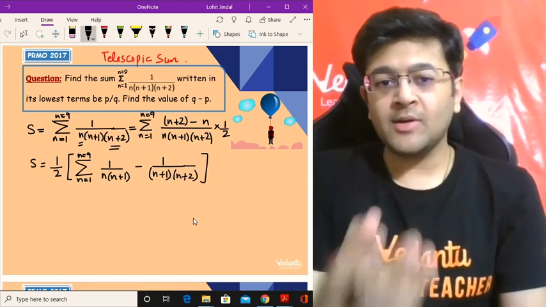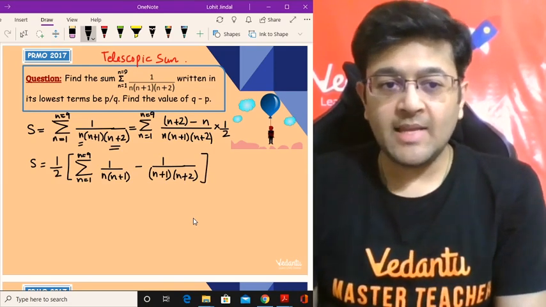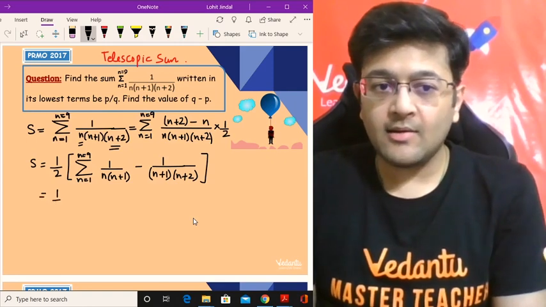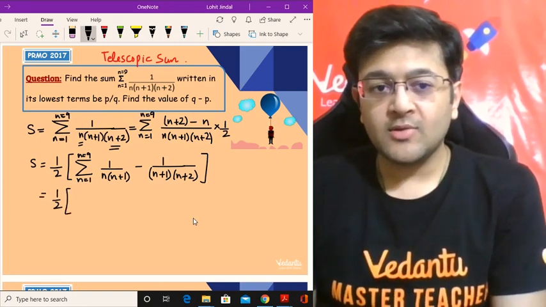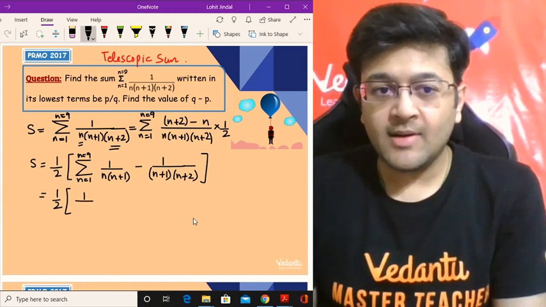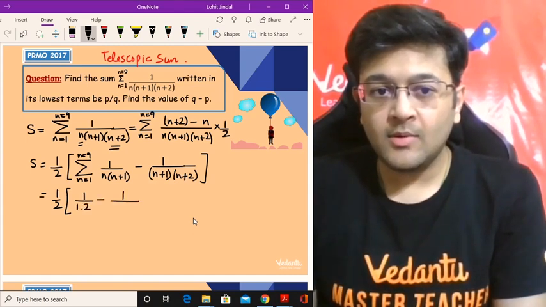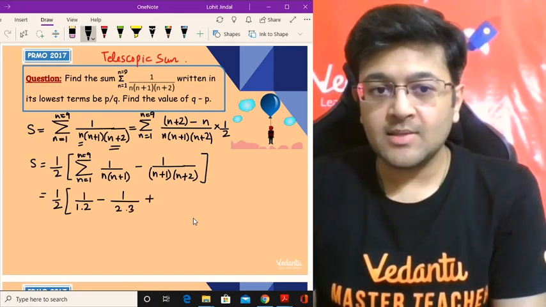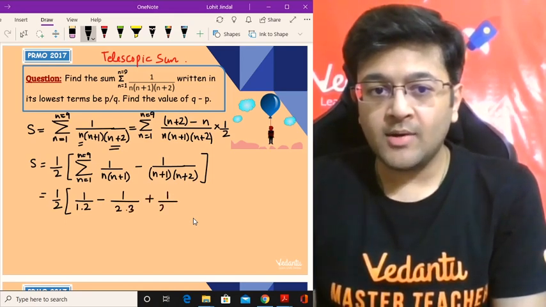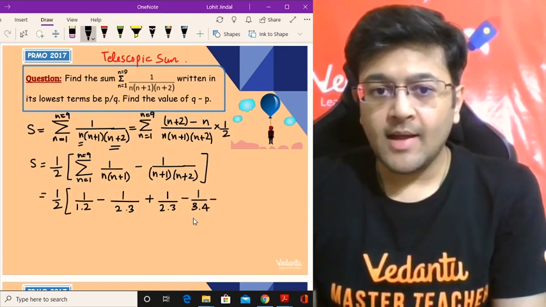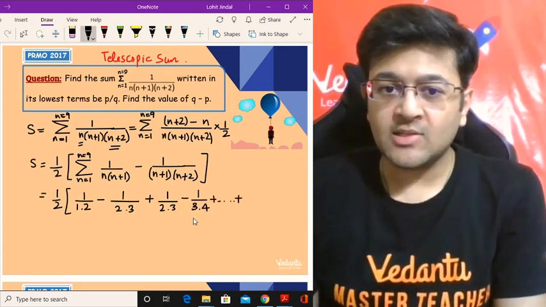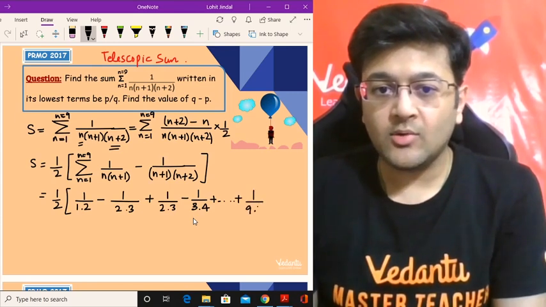So we've done the most important part of this question. Now it becomes very easy. Let's start putting the values. Okay, so let's put n equal to 1. The first term will be 1 upon 1 into 2 minus 1 upon 2 into 3 plus, now putting 2 here, 1 upon 2 into 3 minus 1 upon 3 into 4, right? And so on. What will be the last term? Putting 9, 1 upon 9 into 10 minus 1 upon 10 into 11, right?